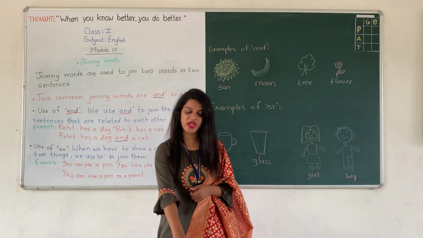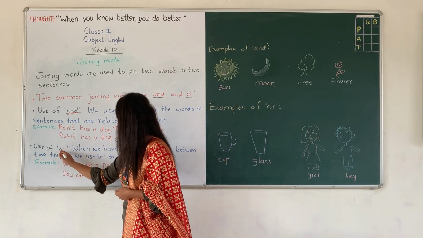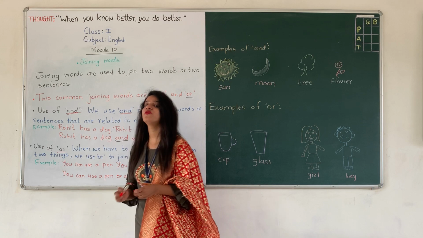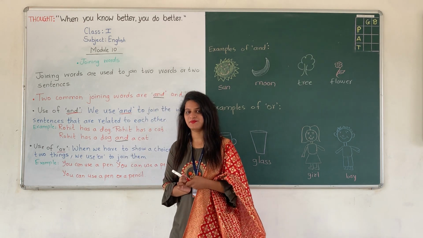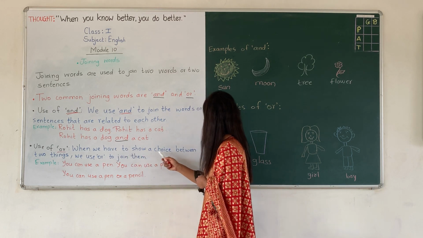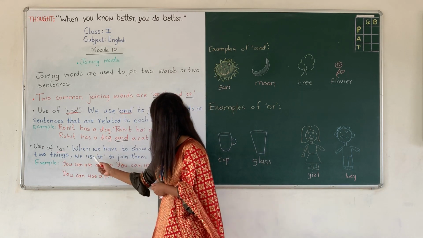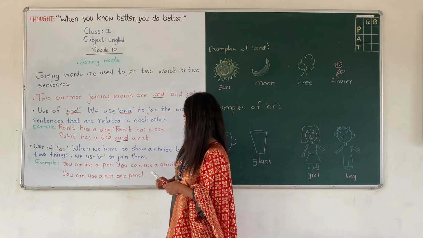Now we have seen the joining word and, and now we are going to see the joining word or. Now when do we use or? Let us see. When we have to show a choice between two things, we use or to join them.